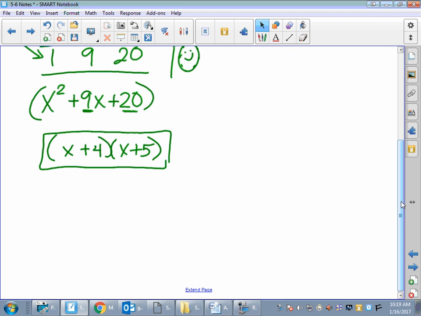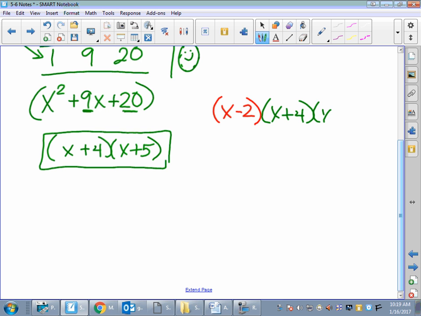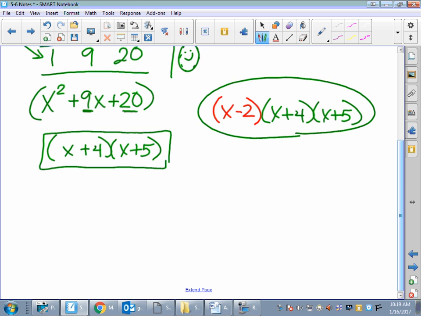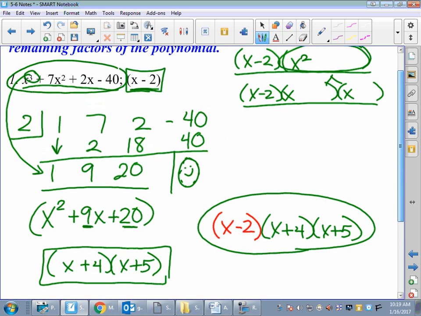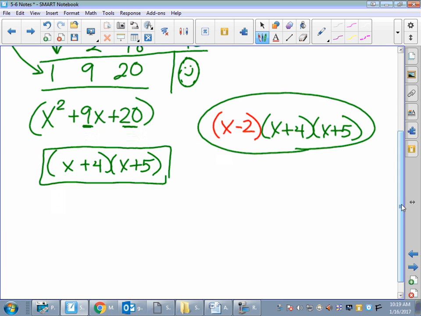So I just kind of want to put it all together for you. They gave us x minus 2. We found x plus 4 and x plus 5. All of them multiplied together give us the original problem that was here. So that's the factored form of that function.